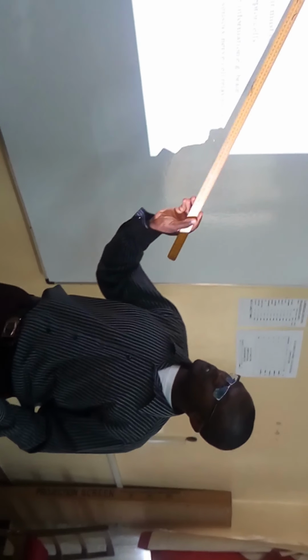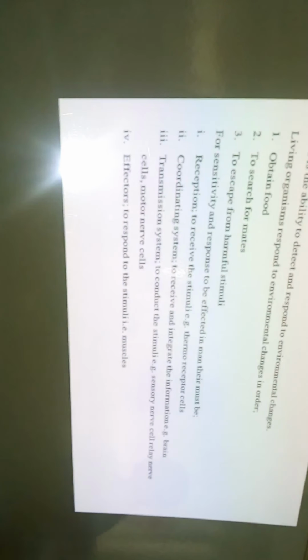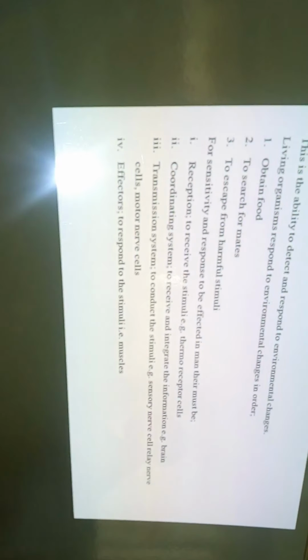Living organisms respond to environmental changes for the following reasons. One, to obtain food. When you feel the pangs of hunger, you start looking for food.